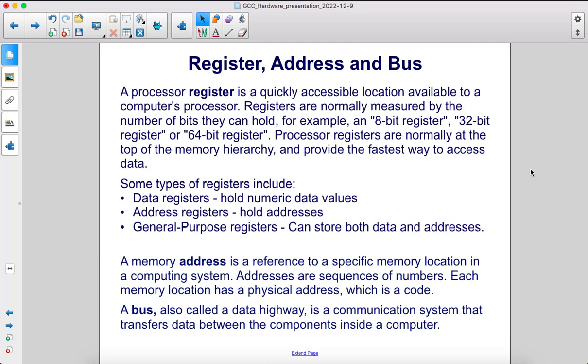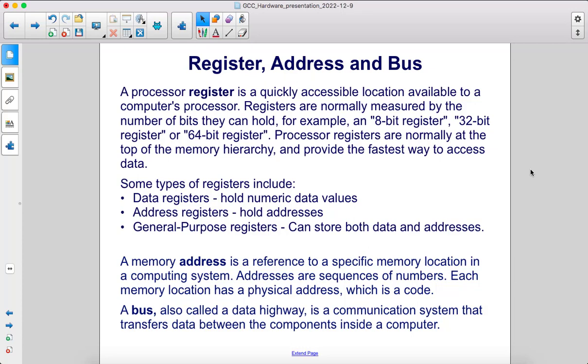A processor register is a quickly accessible location available to a computer's processor. Registers are normally measured by the number of bits they can hold. For example, an 8-bit register, 32-bit register, or 64-bit register. Processor registers are normally at the top of the memory hierarchy and provide the fastest way to access data. Some types of registers include data registers, which hold numeric data values, address registers, which hold addresses, and general-purpose registers, which can store both data and addresses.